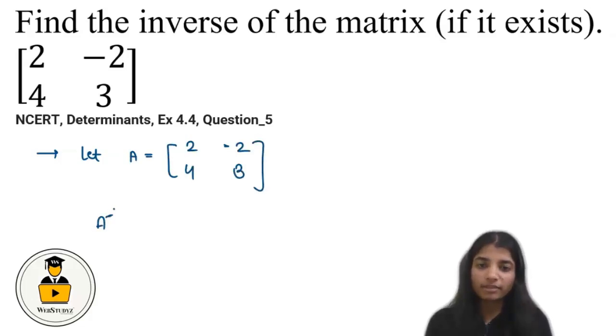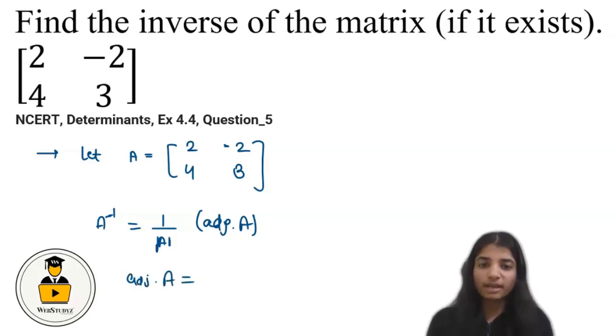We know that A inverse is equal to 1 divided by the determinant of A, multiplied by the adjoint of A. So in order to solve this, we firstly have to find out the adjoint of the matrix A. Now I am going to tell you the shortcut when we are having a 2 cross 2 matrix.